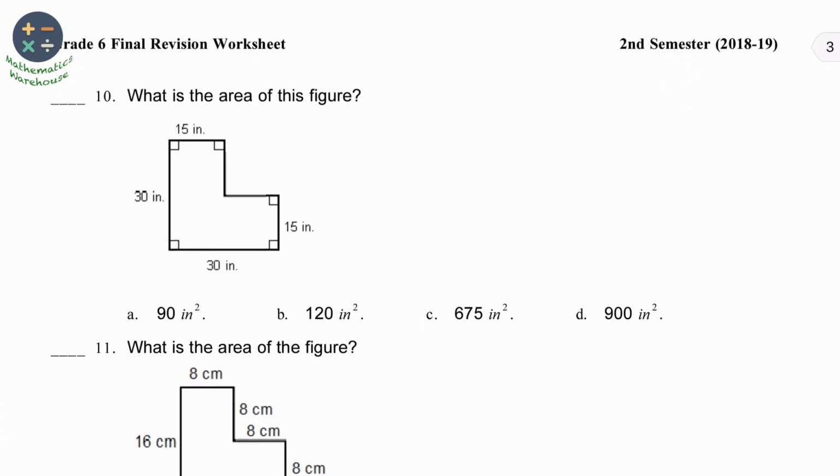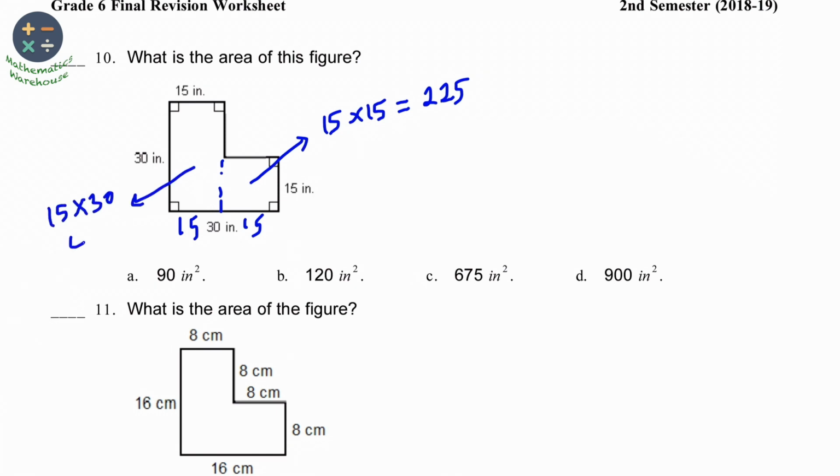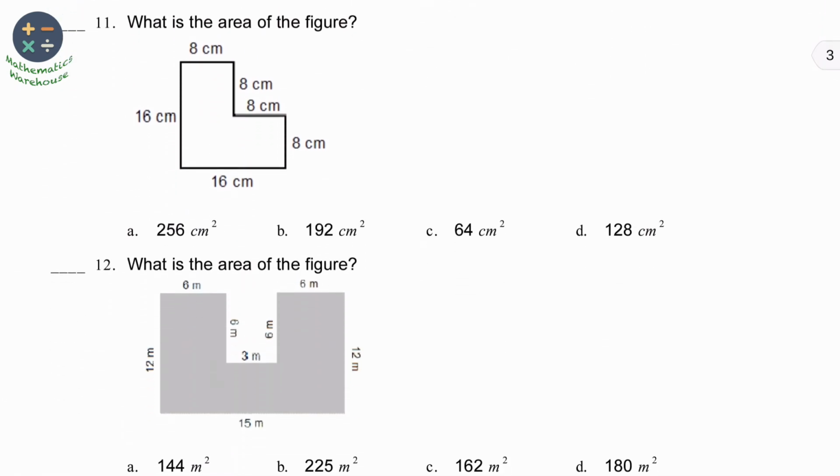Next question. What is the area of this figure? We can divide this area into known shapes. If you divide it from here, here it's 15 and here 15, so it would be 15 times 15, the area of a square, which equals 225, and this part would be 15 times 30, which is 450. So now the total is 225 plus 450 equals 675, which is C.